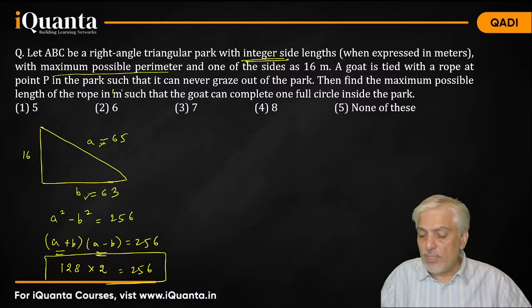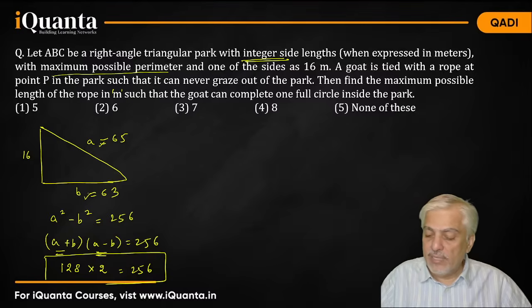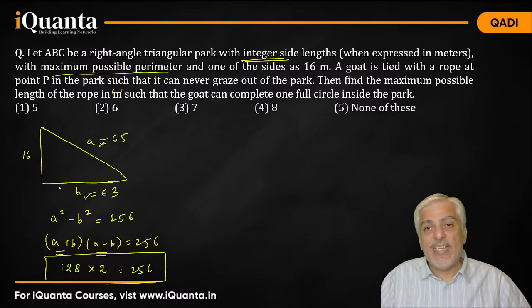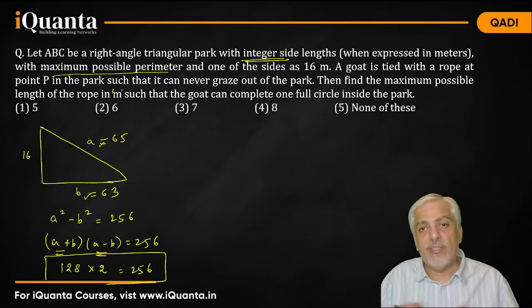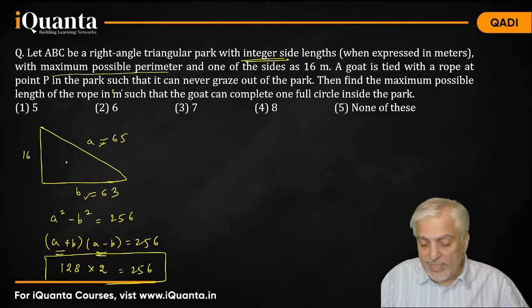A goat is tied to a rope at the point P in the park so that it can never graze out of the park. Maximum possible length of the rope. Now, if I keep it anywhere else, it will become skewed. So the best position will be the incenter. So the inradius will be the answer which I am looking for.